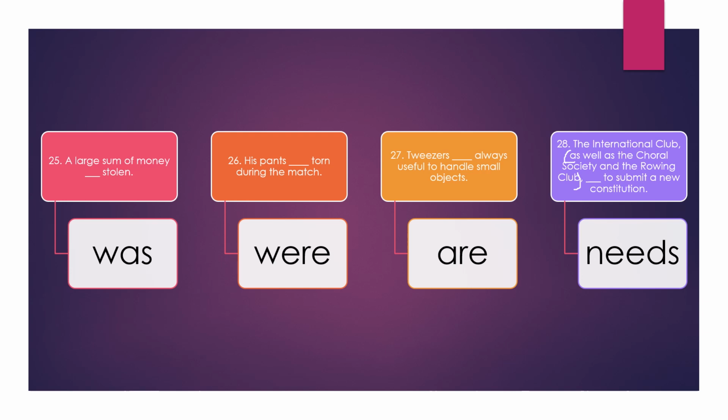Because the second and the third club subjects, which are choral society and rowing club, are placed after the phrase as well as, both these subjects will be put within the bracket, within the parenthesis, and we'll treat the entire phrase now as well as the choral society and the rowing club as parenthetical. We'll ignore it. We'll only be considering the number of this particular subject, the international club, which is singular, therefore will take a singular verb. The international club needs to submit a new constitution.